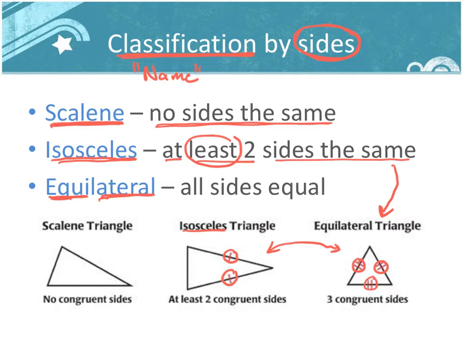Just like an equilateral needs a more specific category to be equilateral. So, scalene, no congruent sides. Isosceles, at least 2 congruent sides. And then equilateral, 3 congruent sides. Now notice, these were names based on the sides, because I'm going to be naming something in a minute based on their angles.